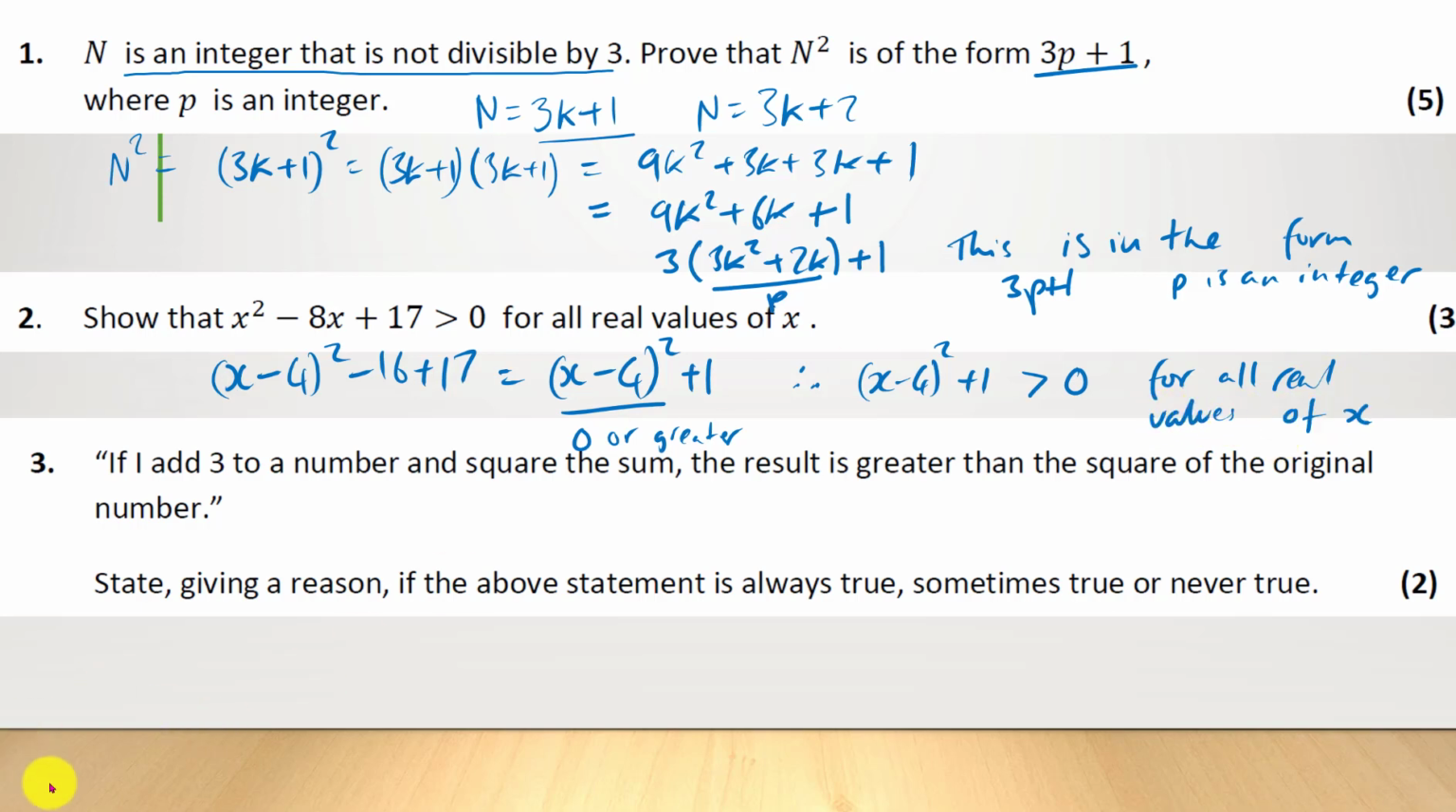Now if you want to be a bit more professional with this, do write x minus 4 squared, what I highlighted, is always greater than or equal to 0. So x minus 4 squared plus 1 is going to be greater than or equal to 1, and that just proves it.